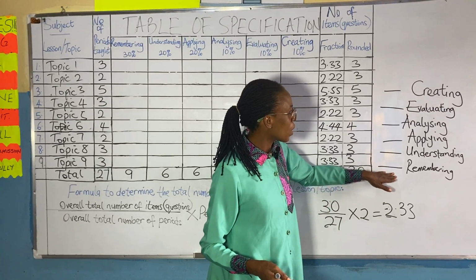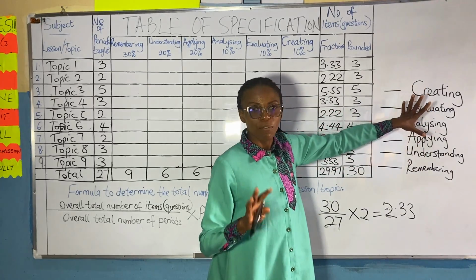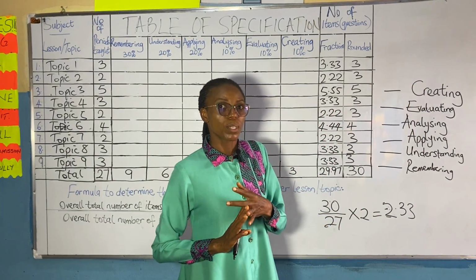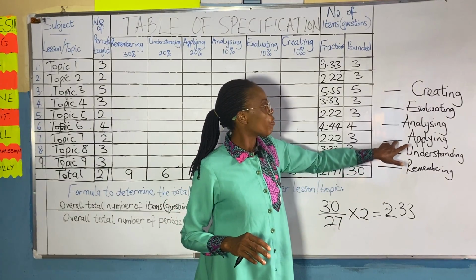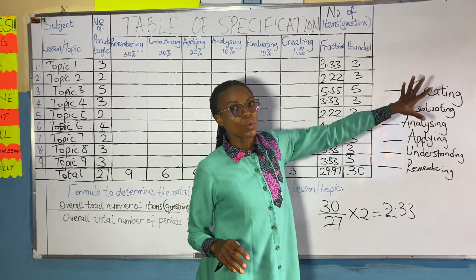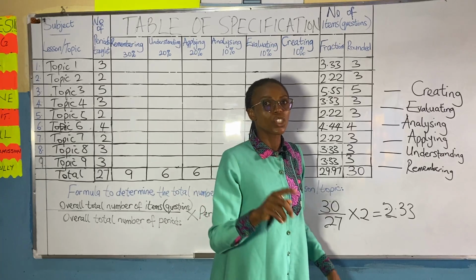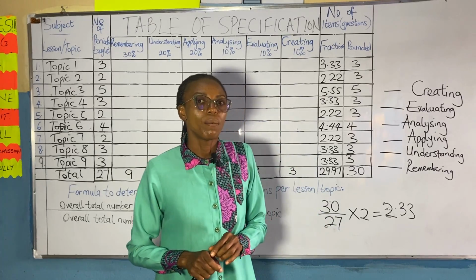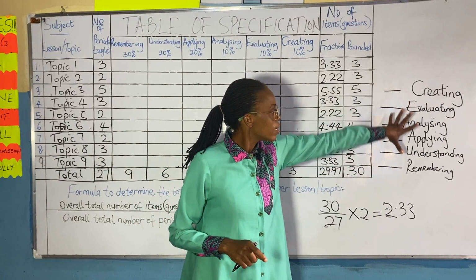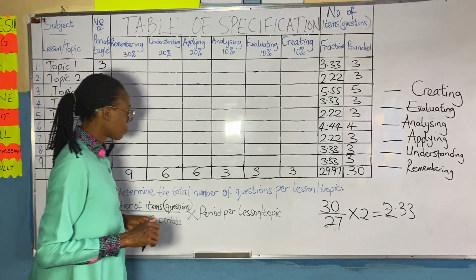So that's low level. As it keeps going higher, there are descriptive verbs for each of these levels. If you want to understand what kind of verbs you will use when setting the questions for each of these levels, you need to watch my video on Bloom's taxonomy. I have explained this there. All right, let's go back.